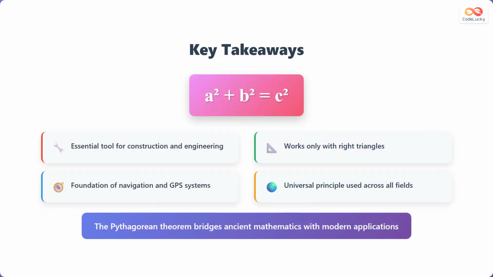Let's recap the key takeaways from this video. The Pythagorean theorem, a squared plus b squared equals c squared, is an essential tool for construction and engineering. It forms the foundation of navigation and GPS systems. Keep in mind that it works only with right triangles. And it is a universal principle used across all fields. The Pythagorean theorem bridges ancient mathematics with modern applications.